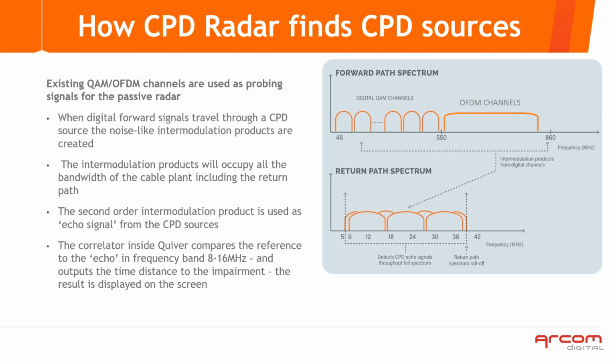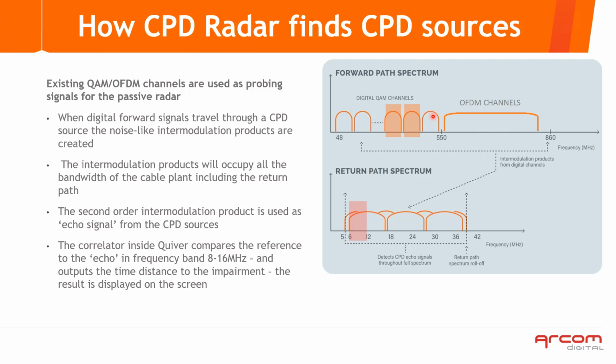This slide is showing how the CPD signal is being born and what products are created. The CPD radar uses as references the forward signal and only a narrow band of the upstream. You can see here QAM signals and an OFDM channel. The QAM signals can intermodulate with each other, next to each other, and when they start intermodulating, they will create a product that will cover bandwidth between 6 and 12 megahertz in the upstream.